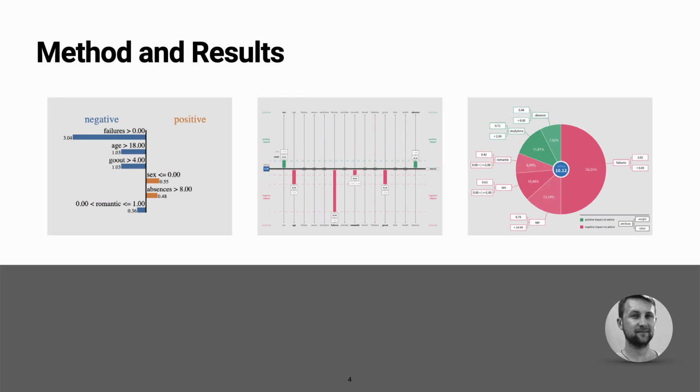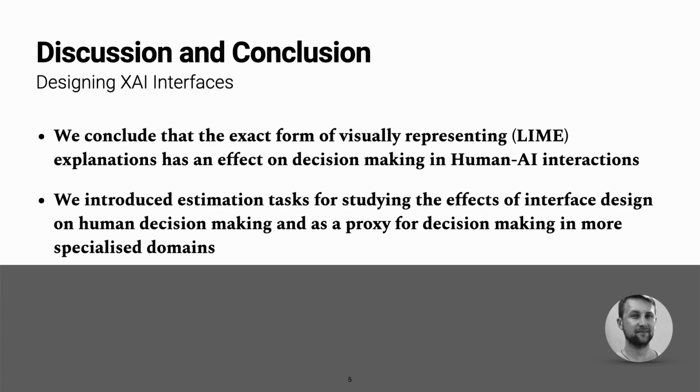We conclude that the exact form of visually representing explanations is relevant for the design of explanations in human-AI interaction. In conclusion, in this late-breaking work paper, we made a case for empirical research on the design of explanatory interfaces as part of decision support systems. We introduced estimation tasks for studying the effects of interface design on human decision-making and as a proxy for decision-making in more specialized domains. We described an online study on the effects of different representations of a LIME explanation model as a proof of concept for our proposal.